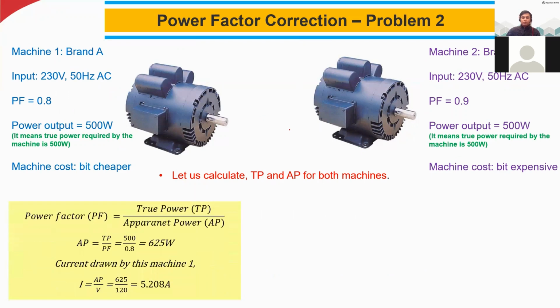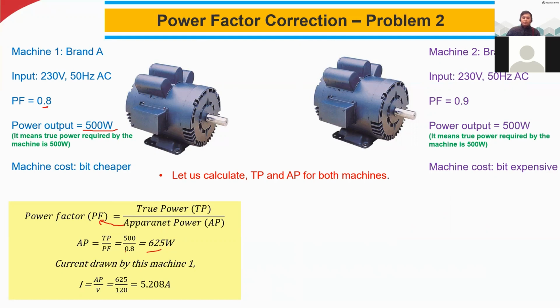We know the formula for true power. The power factor is equal to true power divided by apparent power. It means I am bringing this apparent power to the left side. So AP is equal to TP divided by PF. TP is 500 watts, that is the true power provided by this machine. 500 divided by the power factor 0.8, so I will get the apparent power as 625 watts. So I am applying 625 watts, but the machine is providing only 500 watts true power.